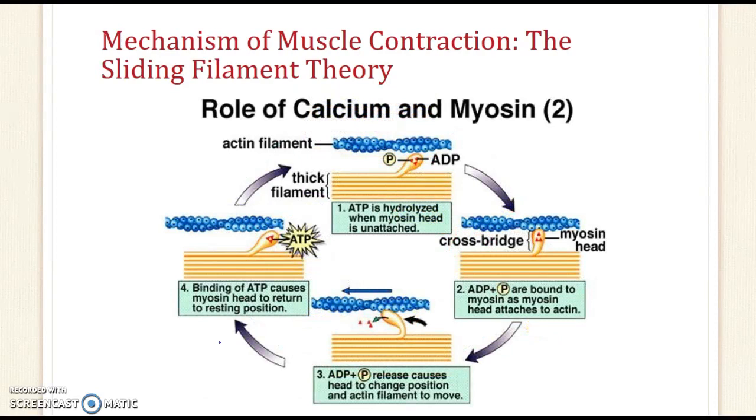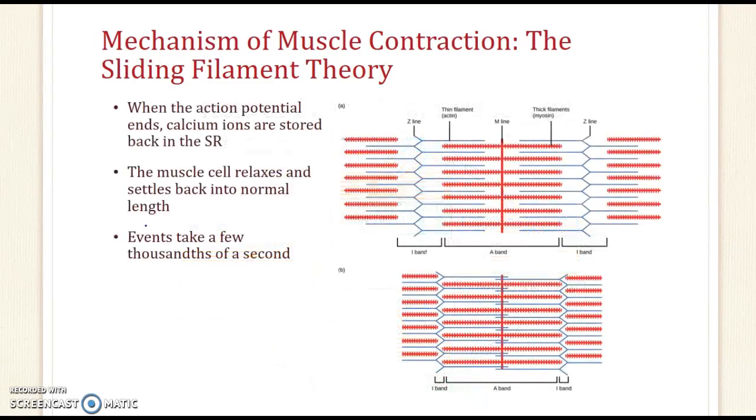This is just another representation of what we just talked about. I just wanted to show it again. But the real big thing to understand here is that the thin filaments, those actin filaments, are coming closer together because these myosin heads are attaching to it and forcing them together by that power stroke. So, once we want to stop muscle contraction, we basically take the calcium and push it back into the sarcoplasmic reticulum. This causes the muscle cell to relax and go back to normal length.